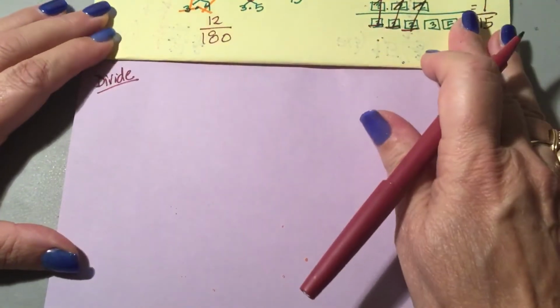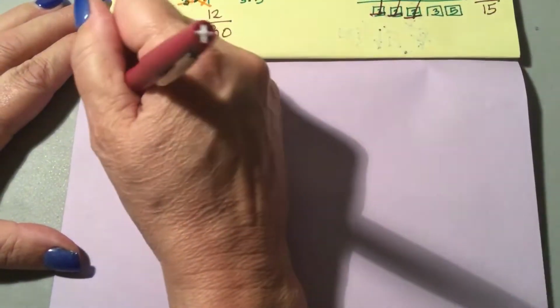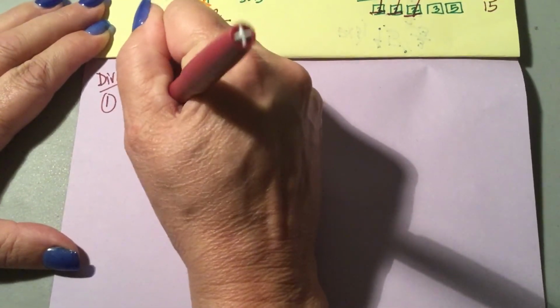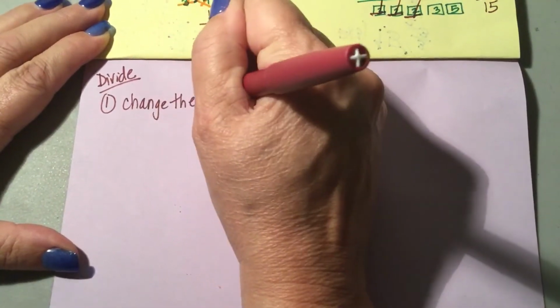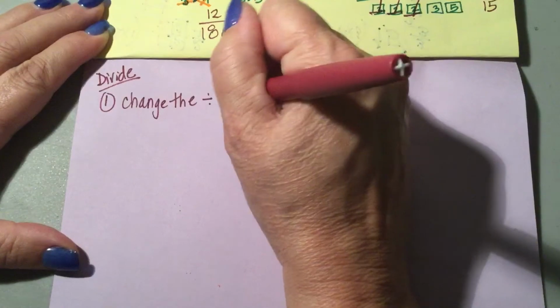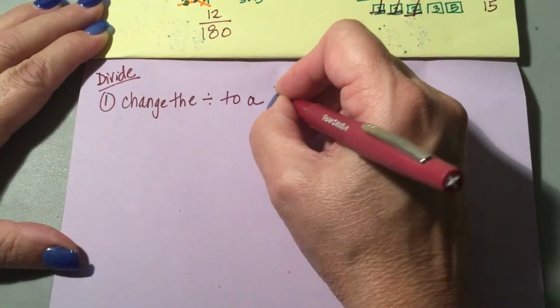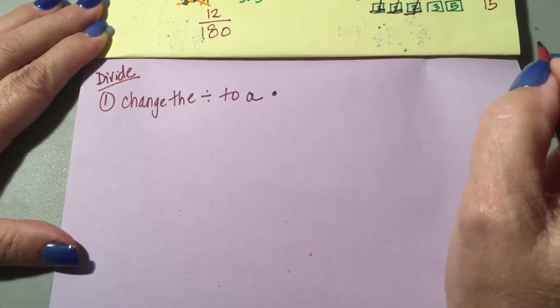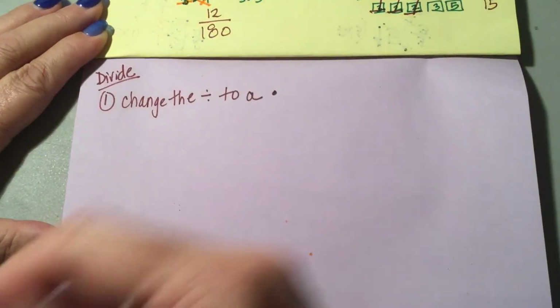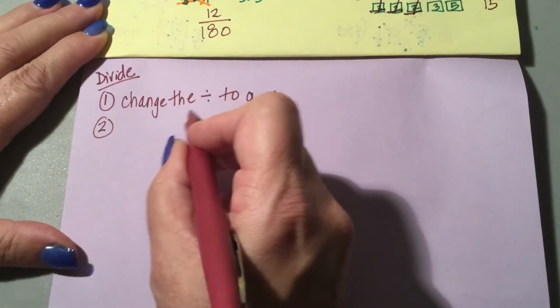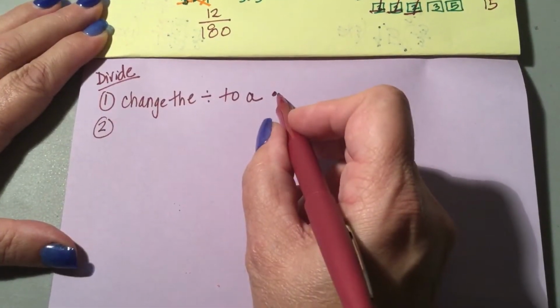Okay, so as always, we need to write our steps. So step number 1, we're going to change the division sign to a multiplication sign. And I'm going to put a dot. I don't like an X because an X refers to a variable, and we're in pre-algebra now, so we're going to kind of use that dot, okay? So we're going to change the division to a multiplication, okay?